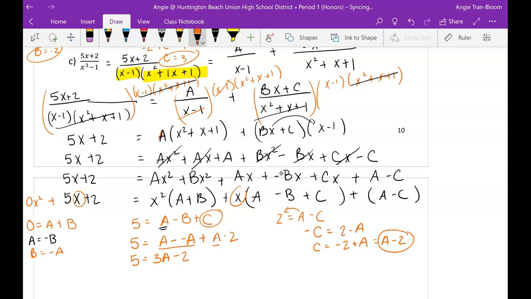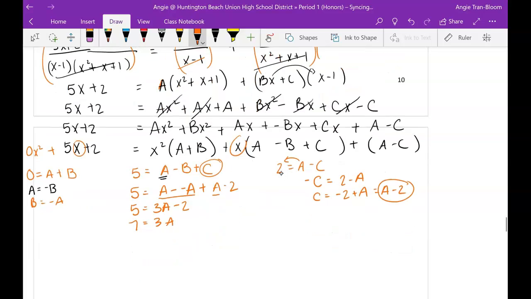Add 2 to both sides. So this is going to be 7 equals 3a. And then a is going to come out to be 7 over 3. So I got one letter. If I know a, I can find b. b is negative 7 over 3. Voila! If I know a, I also know c.